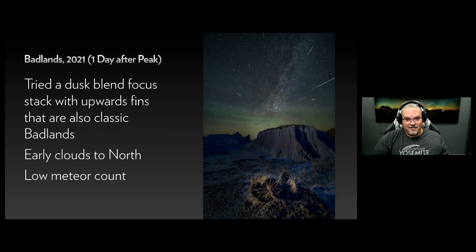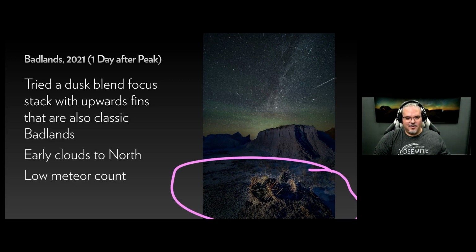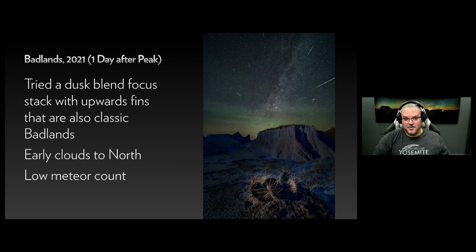The day after the peak, this is really funny. You'd expect there to be maybe as many, but there wasn't. What I wanted to do was challenge myself. So I did a foreground focus stack. There's about 22 images focus stacked here so I could get that cactus all the way to infinity in focus. And that was a personal challenge to me. It's saying, let's do this and make it happen.